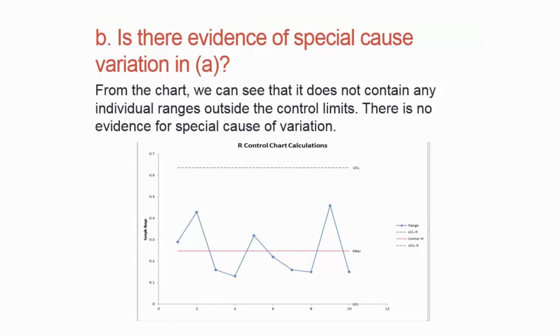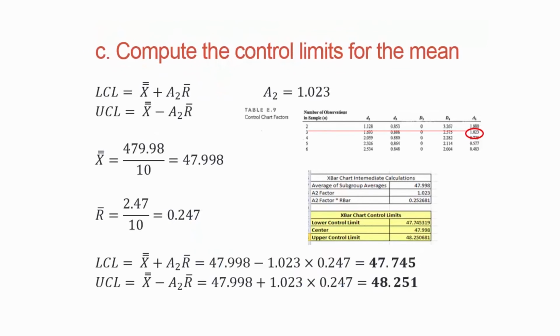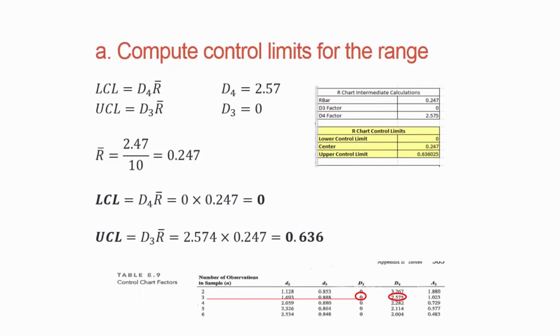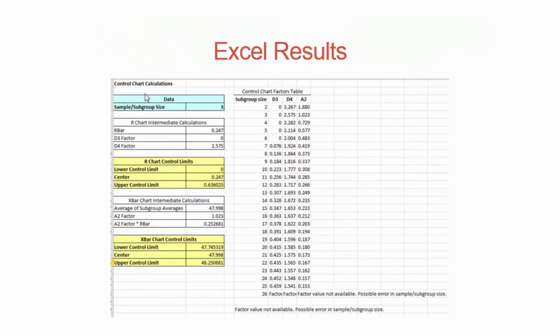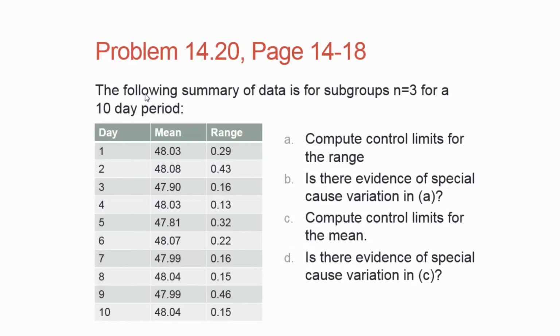That's part B. Then we want to find the control limits for the mean. Because everything looked okay with respect to the range, we're able to go ahead and do the mean now, and find the control charts for that. So the first thing to do is to calculate X double bar. The way we find X double bar is, going back to the data, we add up all the means over here and we divide by 10, which is the number of days on which we took our observations.